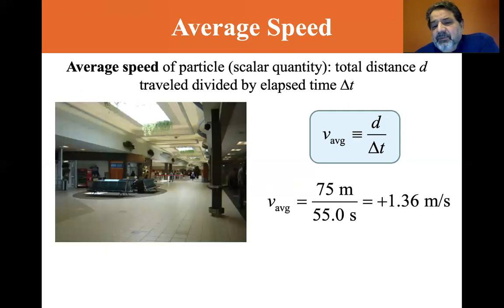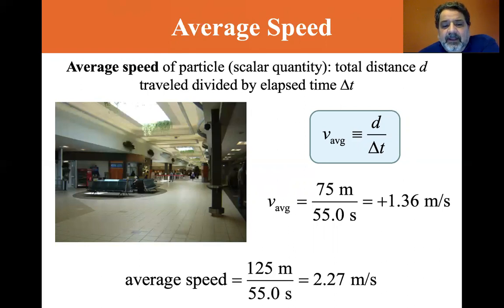As an example, 75 meters divided by 55 seconds is 1.36 meters per second. And the average speed in this case is 125 meters divided by 55 seconds, and that's 2.27 meters per second.